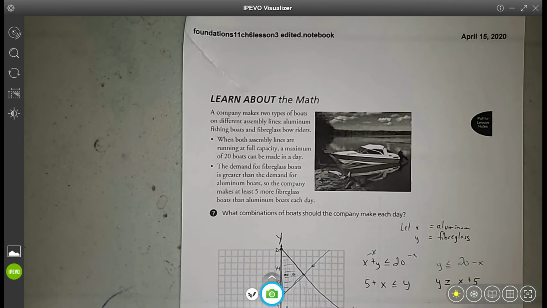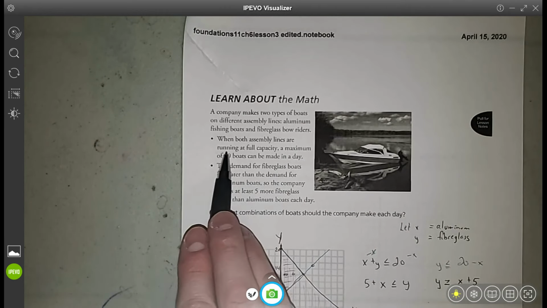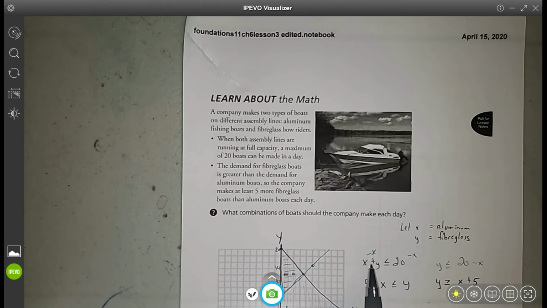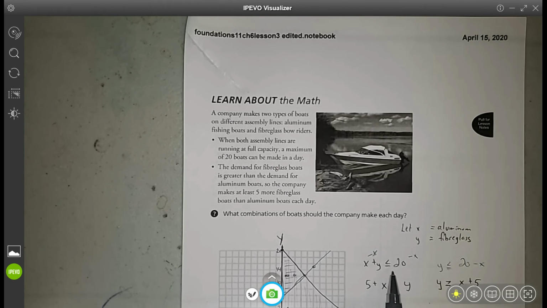All right. And then it says, when both assembly lines are running at full capacity, a maximum of 20 boats can be made in a day. So X plus Y is going to be less than or equal to 20. So the number of boats altogether has to be less than or equal to 20. Now what I did was I immediately turned that into an equation that we can graph. So I subtracted X from both sides. I got Y is less than or equal to 20 minus X.